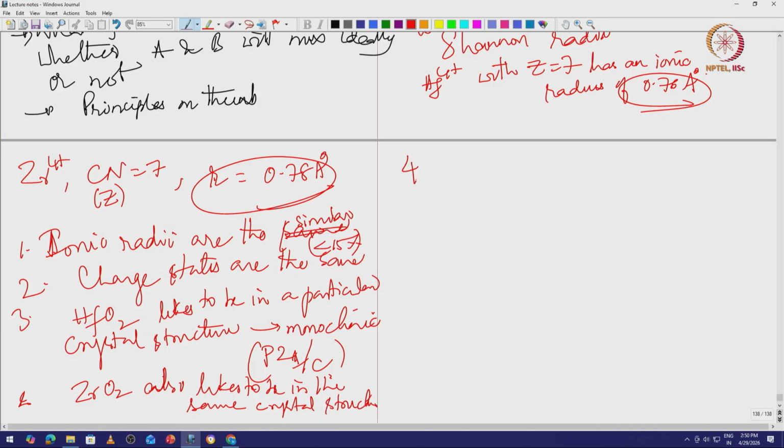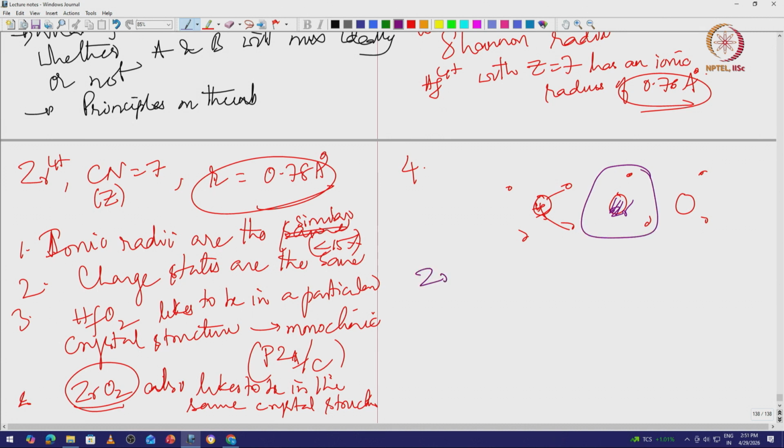And the fourth property. Now, if it turns out that zirconium oxide likes to be in a different crystal structure than hafnium oxide, then putting hafnium in zirconium sites or zirconium in hafnium sites will make it slightly complicated. I will create some stresses and strains, because zirconium would ideally locally want to have a different crystal structure. So, let us say the crystal structure of hafnium oxide looks something like this. Now, if I replace one hafnium with zirconium, let us say this is replaced with zirconium.